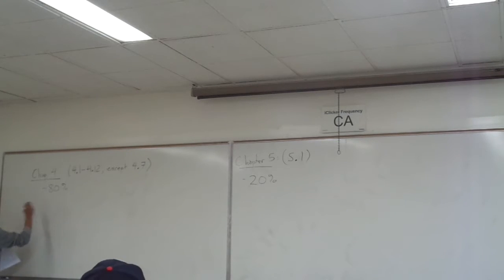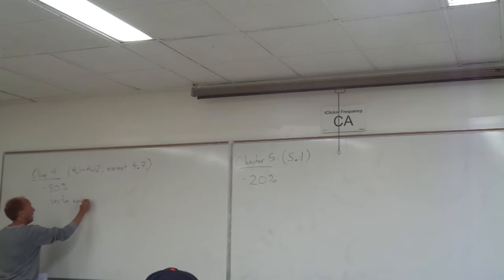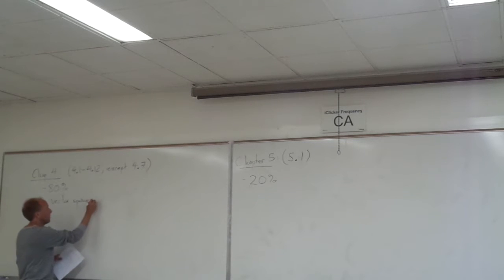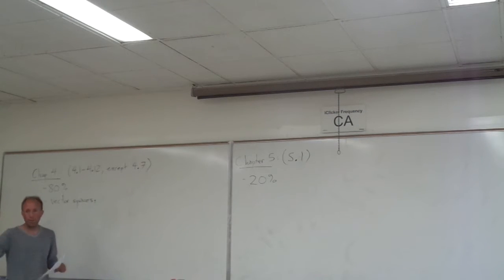So in chapter 4, of course, I'm just going to give you a brief outline here before I do any of the problems. Of course, you need to know all of the familiar vector spaces. So somebody tell me, what's an example of a very familiar vector space?